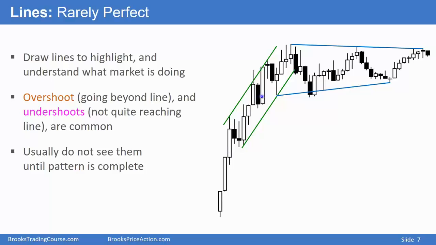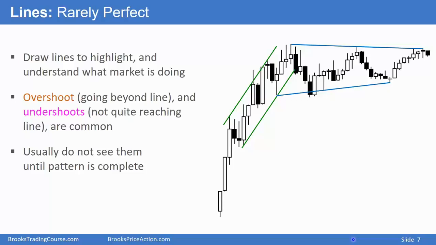When I draw a line below here, maybe connecting that low and this low, and then create a parallel, and I want to contain what is actually taking place, to me it looks like this high and this high best illustrate what the market is doing. And if I use those two highs, then this high in between is above the line, and it's an overshoot of the channel.